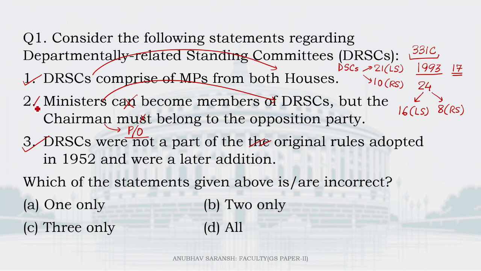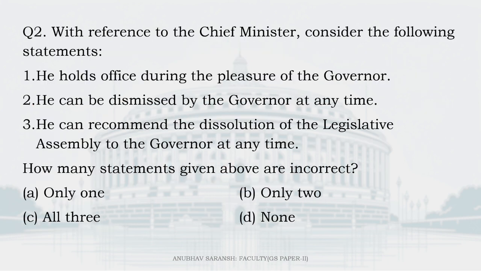The second statement is wrong. Now, what's the answer here? It's not how many, it's which of the statements is incorrect. So, the second statement is incorrect. Please don't mark one only as the answer, because the second statement is incorrect, not the first one. The question is which and not how many. A small tricky question. Moving on to question number 2.